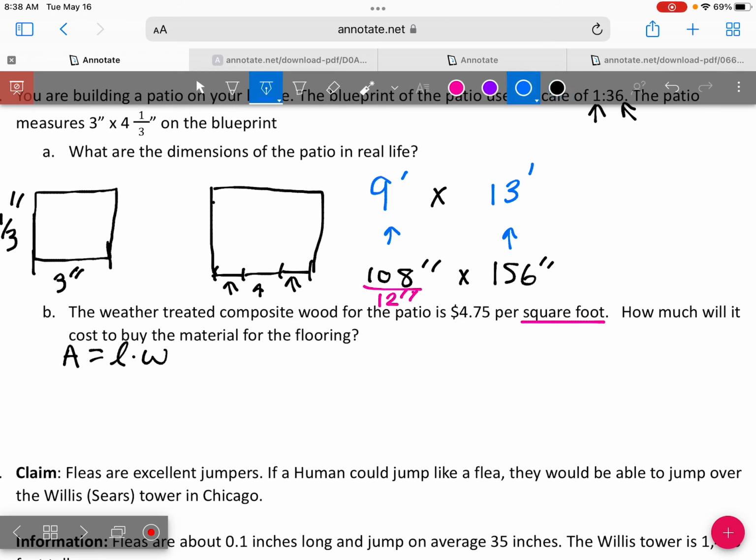Do I know the length? What is it? 9. What's our width? 13. Does it matter if I switch those around and put 13 times 9? Nope. Does not matter which one you count as length or width. Pick one and the other one's the other. So what is the area of our doghouse? 117 square feet.